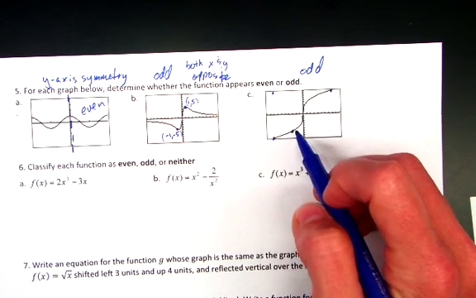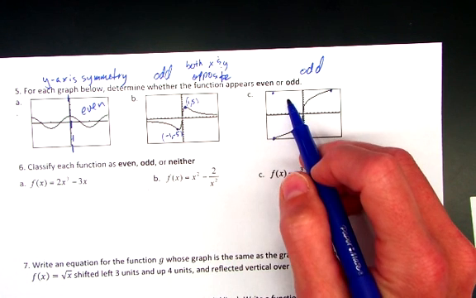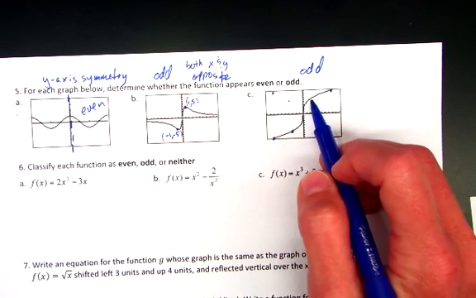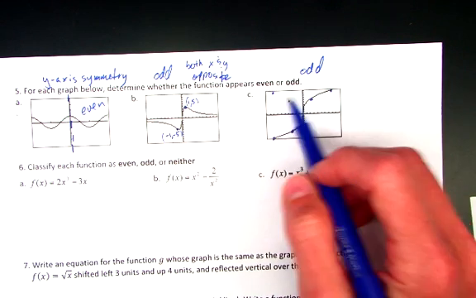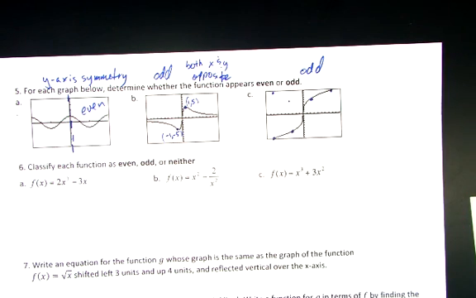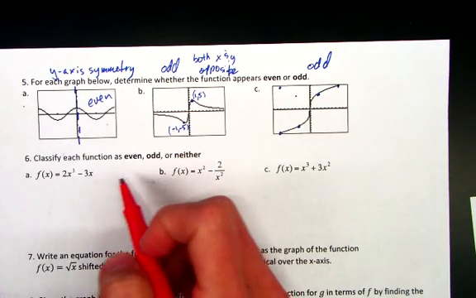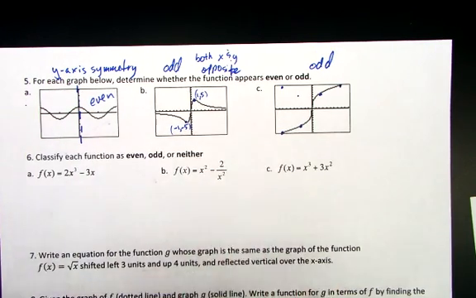Or likewise, if I took this point, if I reflect, and it doesn't matter which one you do first, but if I reflect first over x, it comes up here, and then over y, and then it's over here. So if you do both reflections, that means that you have an odd function if you end up with the original function you started with. Okay, so for even or neither using equations, we need to do the test.